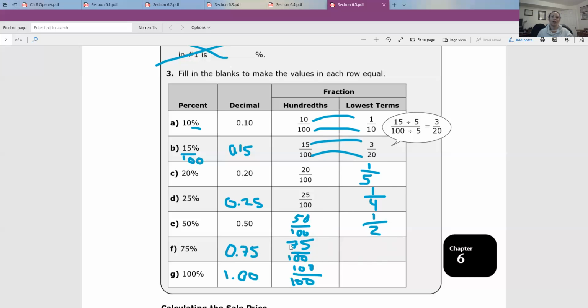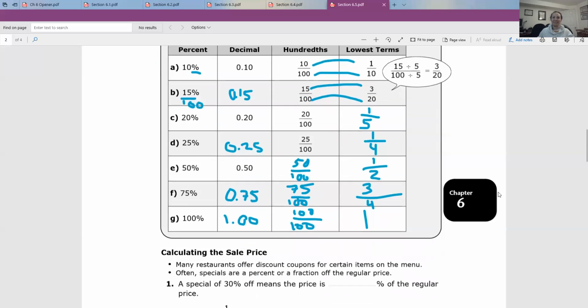75 and 100. Well, 25 goes into 75 3 times, and 25 goes into 100 4 times. So this is 3 over 4. And the last one, 100 goes into 100. So this would be 1 over 1 or just 1. Okay? So it's a little bit of our fraction work for today.